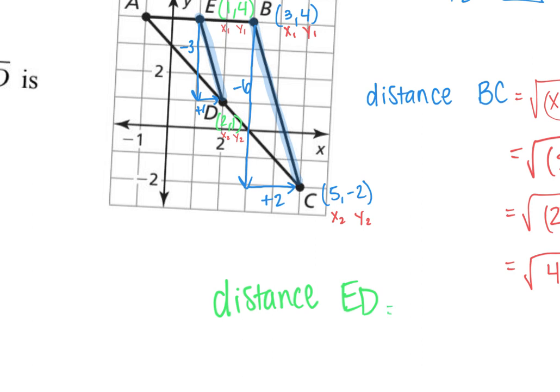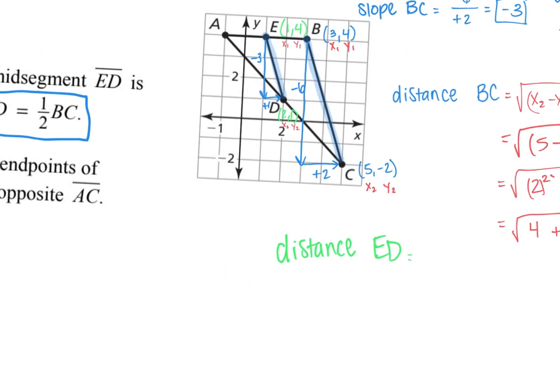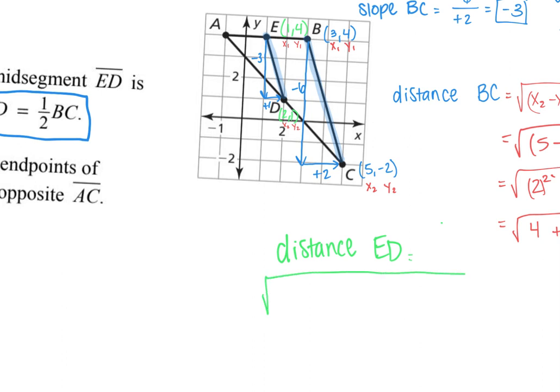So it's going to be the square root. And it's x2 minus x1. So we're going to get 2 minus 1 squared. And then it's y2 minus y1. So it's going to be 1 minus 4 squared.